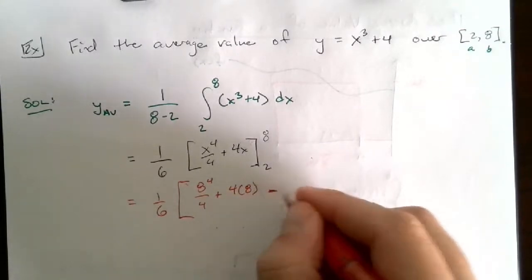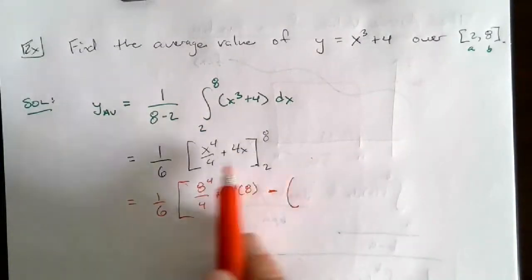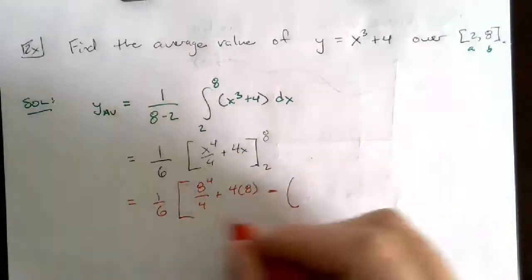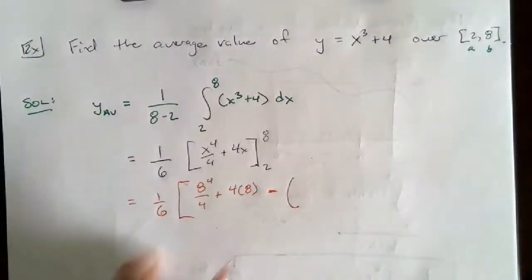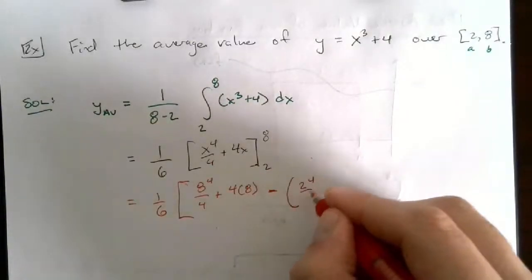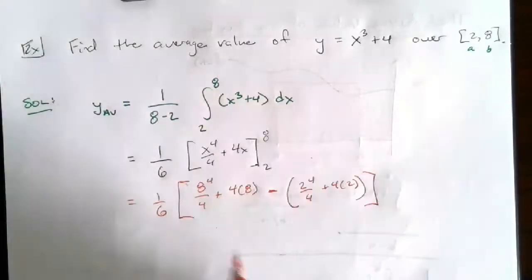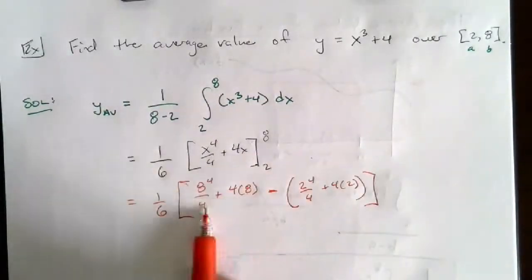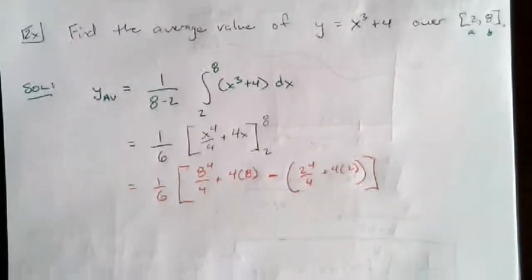minus, remember if you're subtracting here you need parentheses around what you're about to sub in. We didn't need parentheses around the first part because there's nothing to be distributed through. This big bracket separates the 1/6 that will need to be distributed through later. So minus subbing in 2, so we have 2 to the fourth over 4 plus 4 times 2. So this was substituting in 8, minus substituting in 2, make sure you have parentheses around it because the negative belongs to all of it.